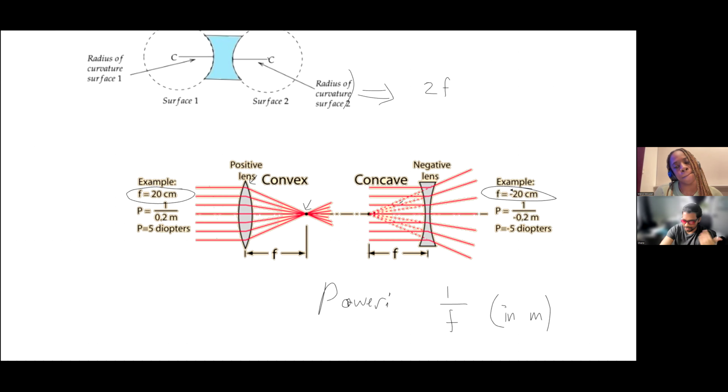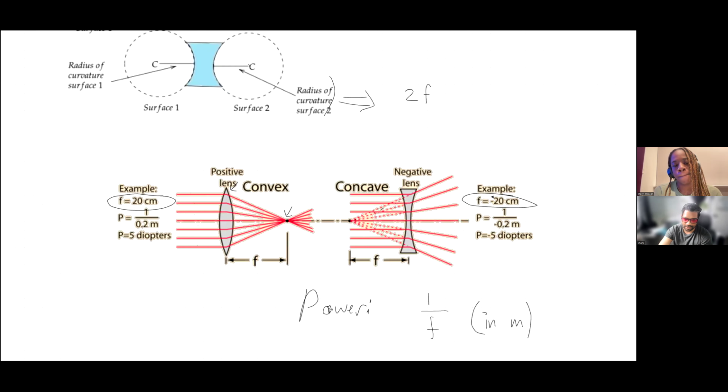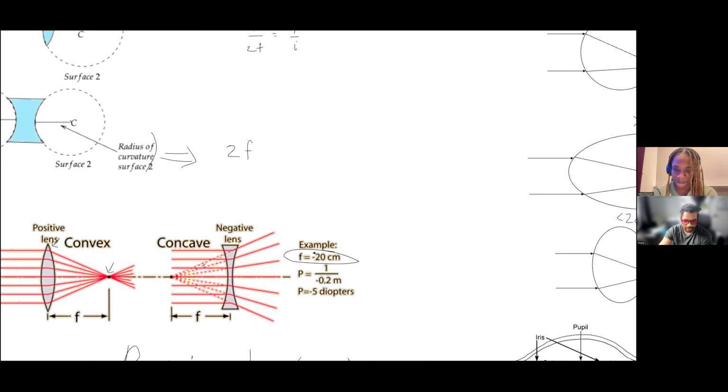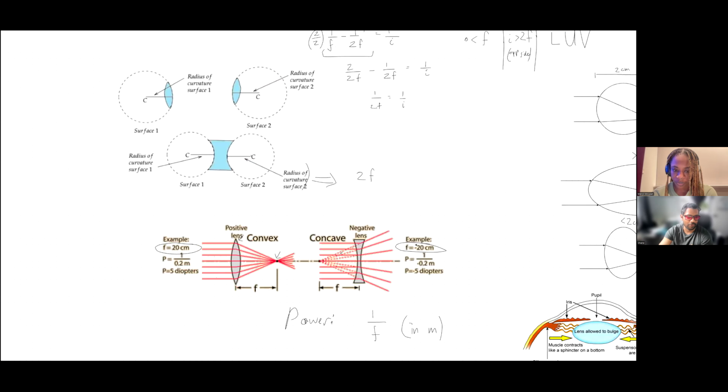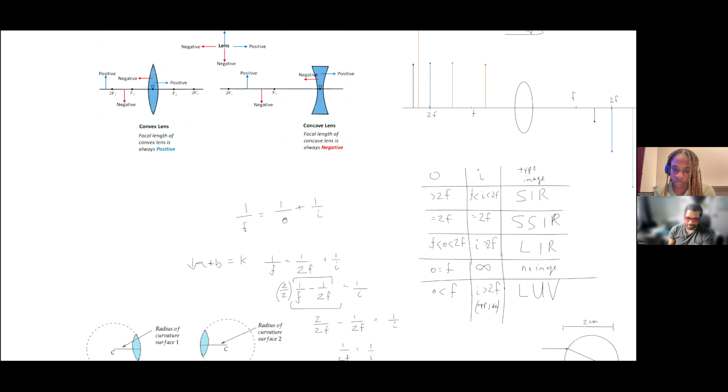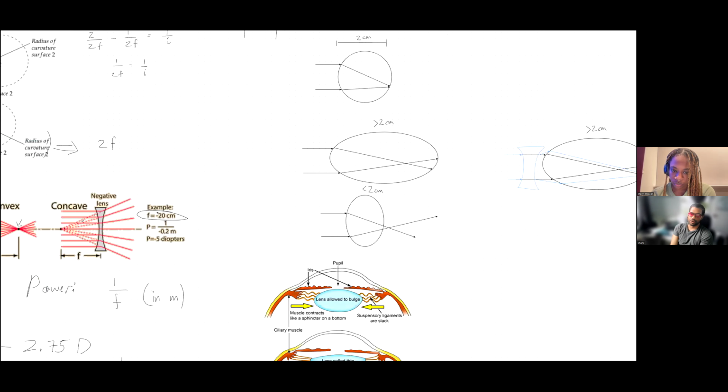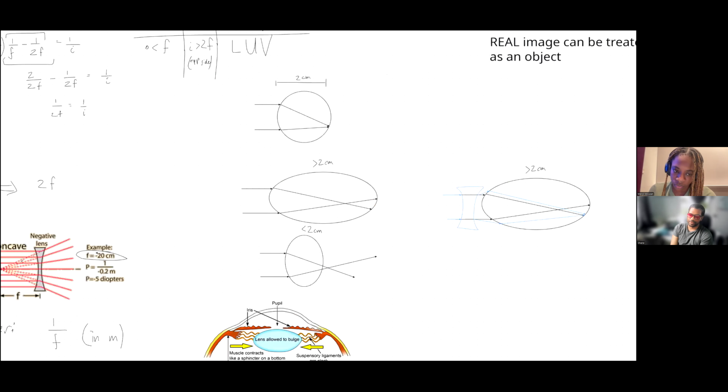And if focal length is positive, it's converging. If it's negative, it's diverging, along with the other stuff I wrote over here with the sign convention up here. And then lastly, its application in correcting for eye problems, like vision, essentially.